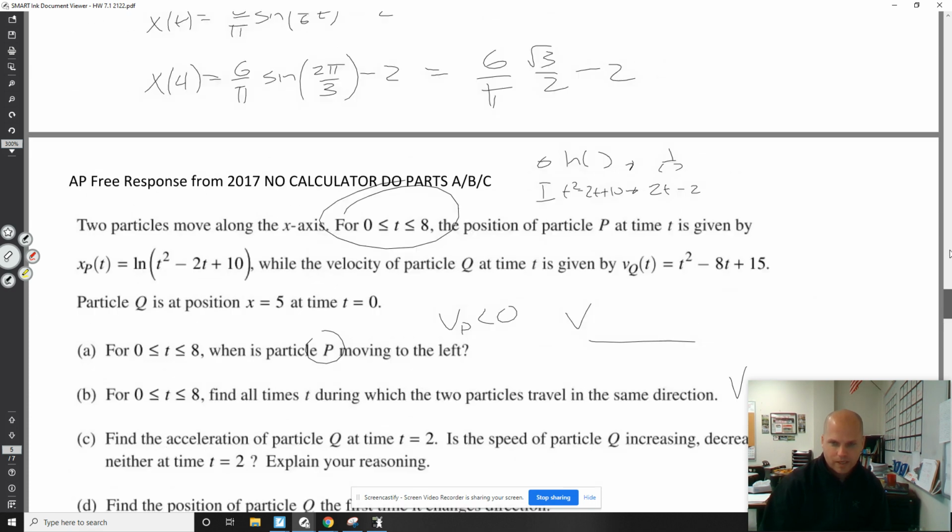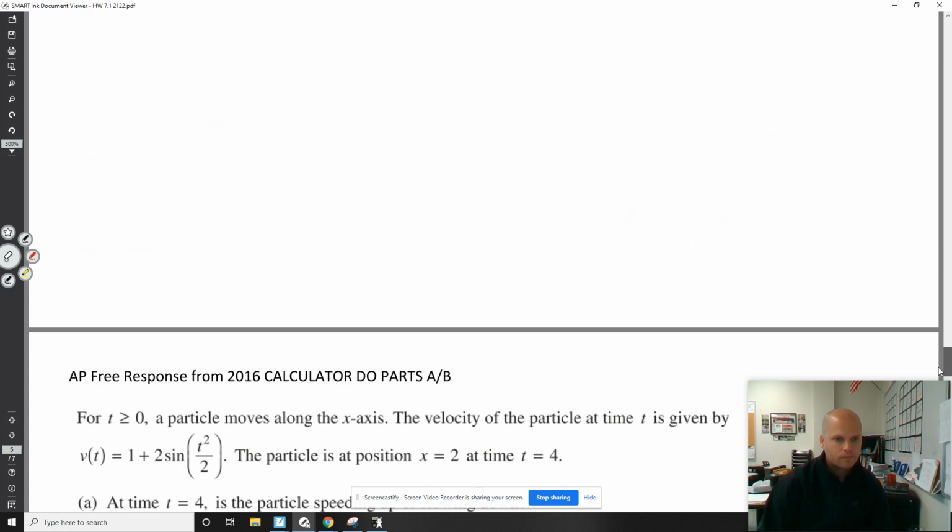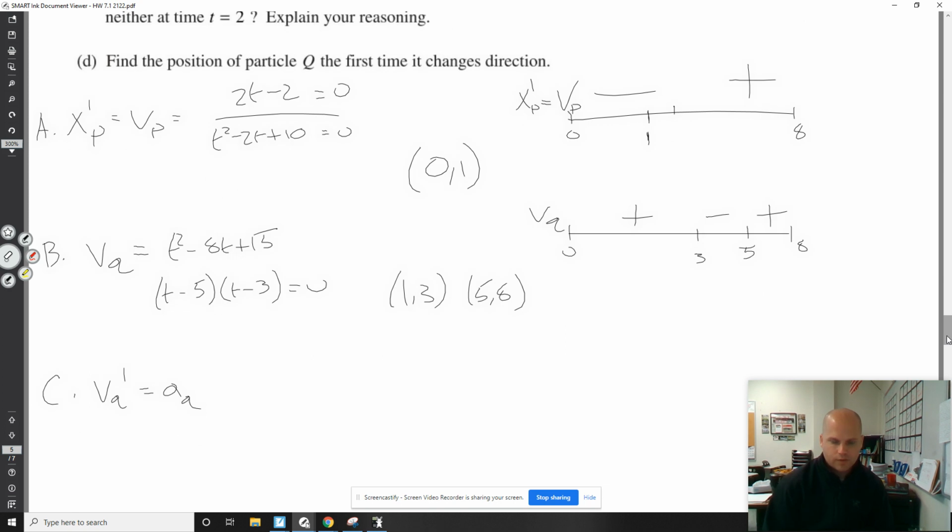We go back to like our beginning. V prime, x double prime, all the same as A. Concavity, curvature, acceleration. 2t minus 8 at t equals 2.